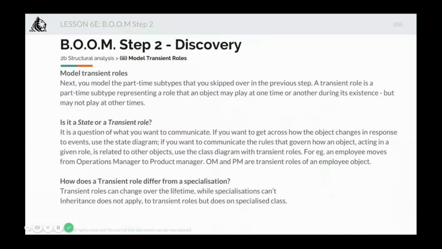Also, how does a transient role differ from a specialization? Well, an object's specialization cannot change during its lifetime, while an object's transient role may. So objects of a specialized class inherit properties from the generalized class. Inheritance does not apply, however, to transient roles.